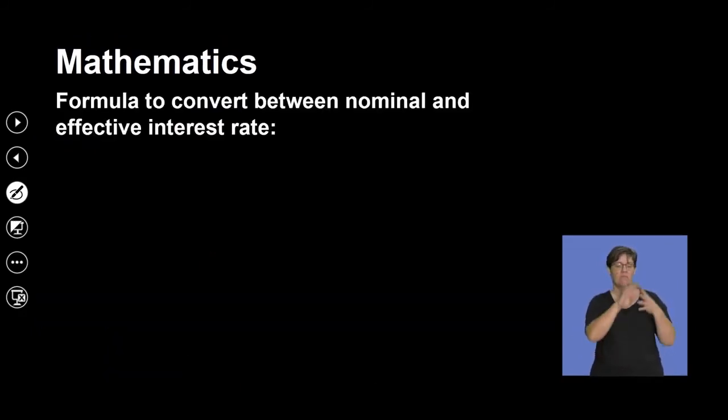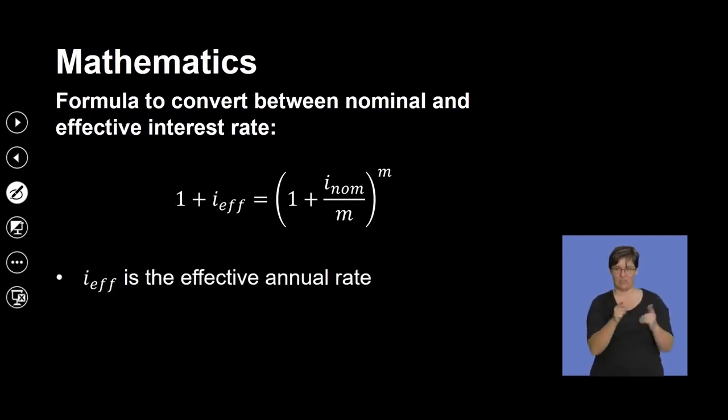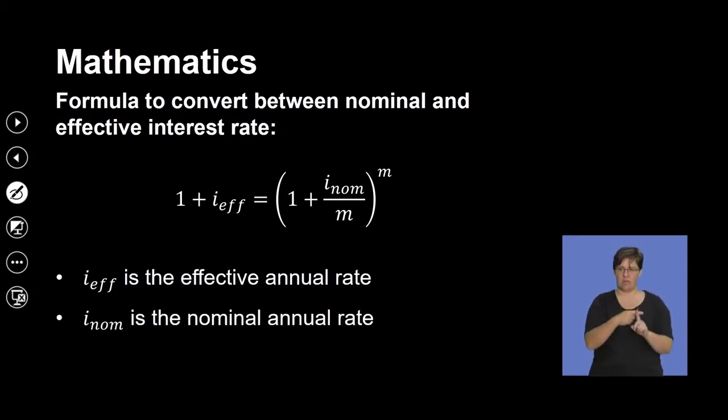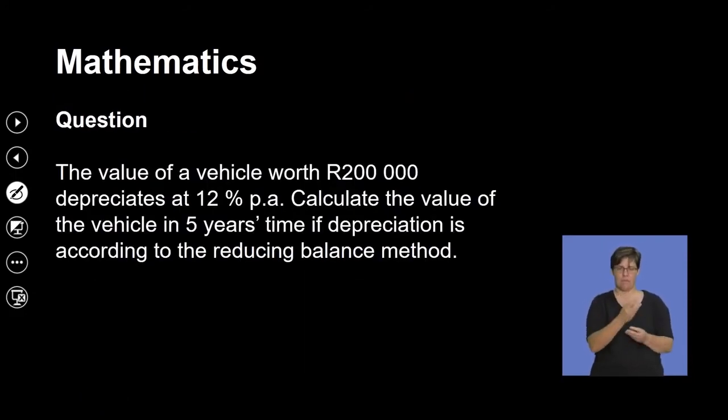Now, the formula to convert between the nominal and the effective interest rate, just a quick recap. Remember, it is given by that. Our definition is: i effective is the effective annual rate, i nominal is the nominal rate, and m is the compounding period. Now, let's look at a few questions and see exactly what all of this ties up to.